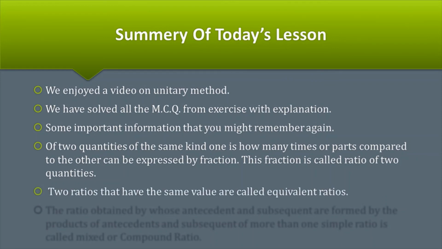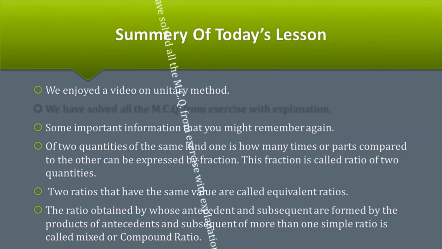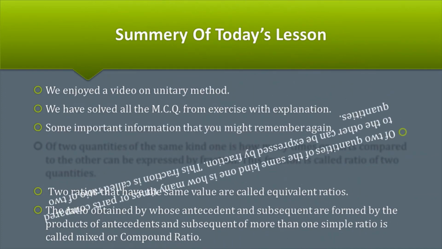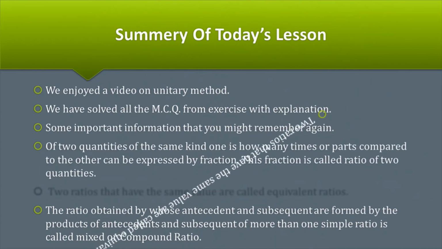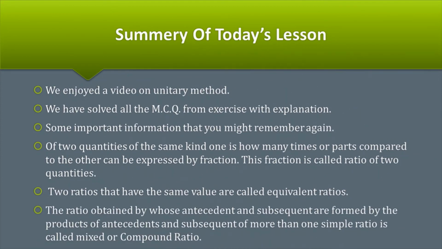Two ratios that have the same value are called equivalent ratios. The ratio obtained whose antecedent and subsequent are formed by the products of the antecedents and subsequents of more than one simple ratio is called a mixed or compound ratio. So this is the summary of today's lesson, my dear students. The important topic is ratio, and we have solved all the MCQs, and this is the mixed or compound ratio.